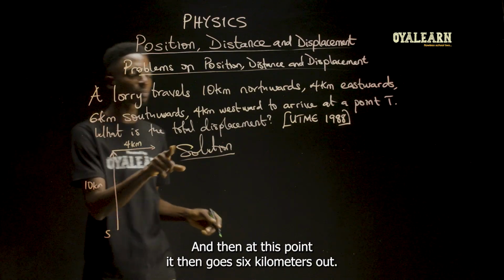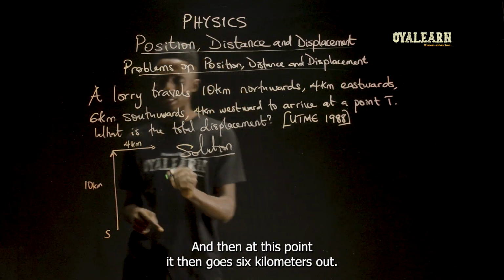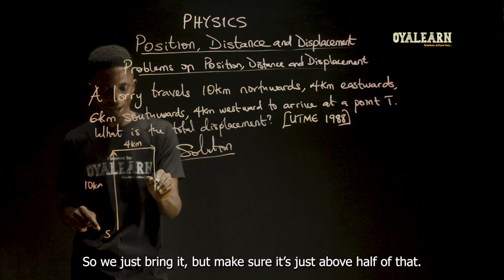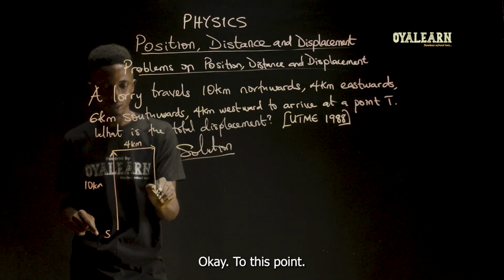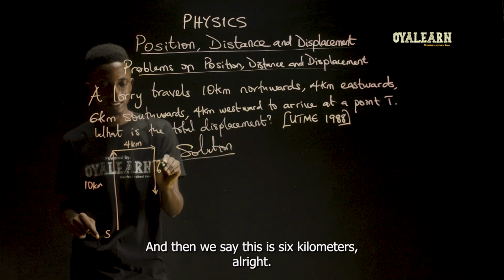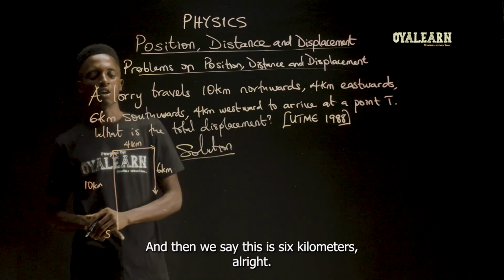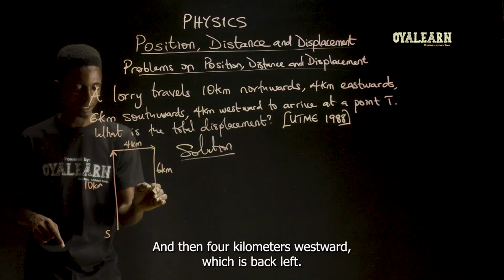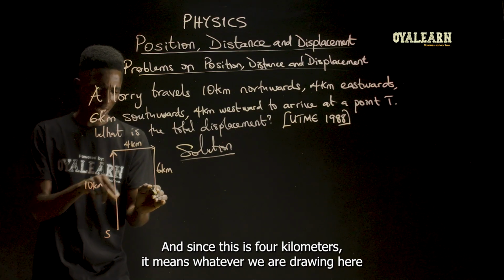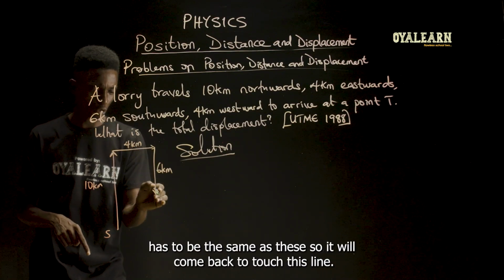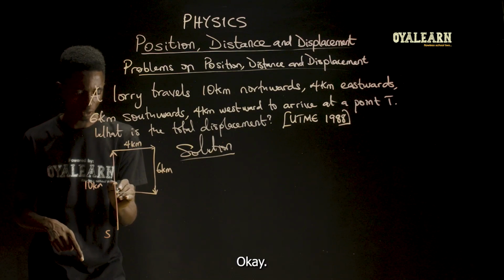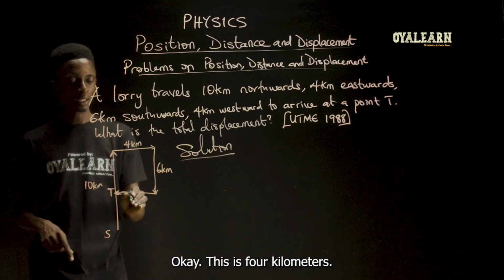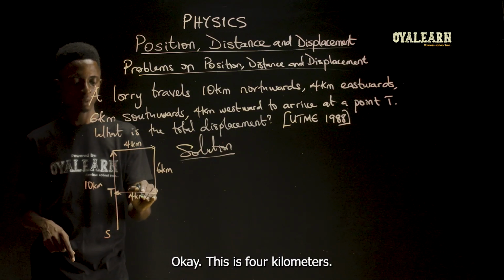Okay? And then at this point, it then goes 6 kilometers south. Now, it can't be as long as 10, so we just bring it, but make sure it's just above half of that. Okay? To this point. And then we say this is 6 kilometers. All right? And then 4 kilometers westward, which is back left. And since this is 4 kilometers, it means whatever we are drawing here has to be the same as this. So it will come back to touch this line. Okay? So meaning this is where it stops, point T. Okay? This is 4 kilometers.